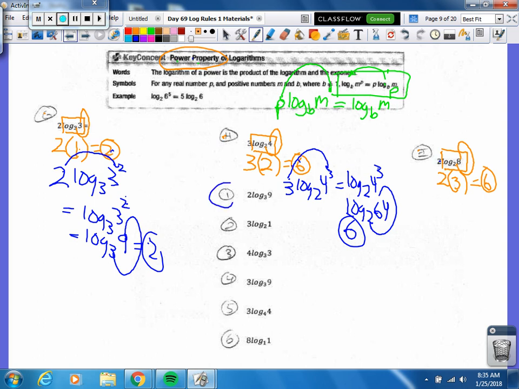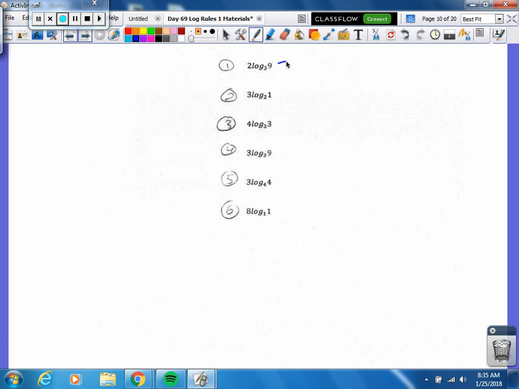I'm just going to skip right here to number 1. In order to do this one, I'm going to take the 2 and put it here. So it's going to be log base 3 of 9 squared. That's going to be log base 3 of 81. 3 to what power is 81? 4. Yeah, number 1 would be 4.